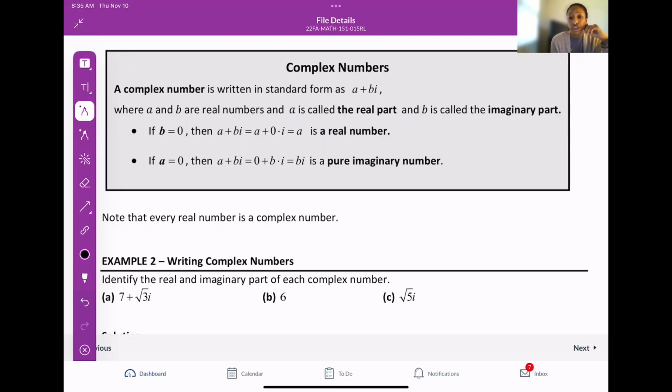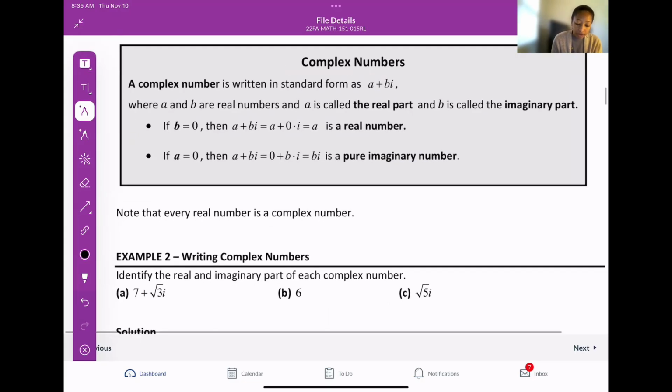If b equals 0, then you just have a real number. And if a equals 0, you just have an imaginary number. If a and b are non-zero, then you have a complex number. Okay, little note down here. Note, every real number is a complex number, technically. Okay, and that's because we just say that the real numbers are complex numbers where b is equal to 0.